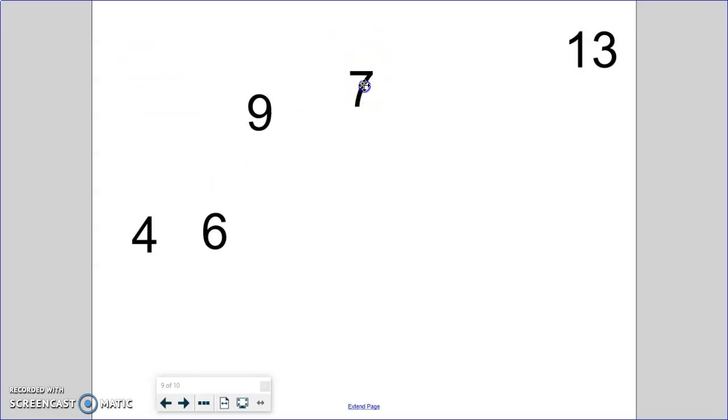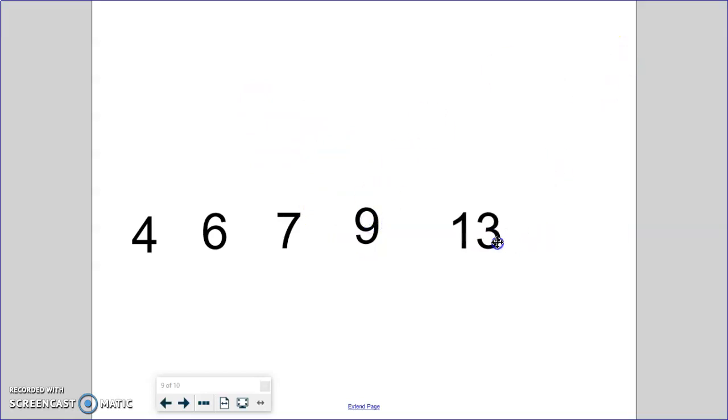I know 7 is bigger than 6. Then would be the number 9. And there's only one number left. Is 13 the biggest number? It's the biggest number on this page. That's right. Great job, friends.